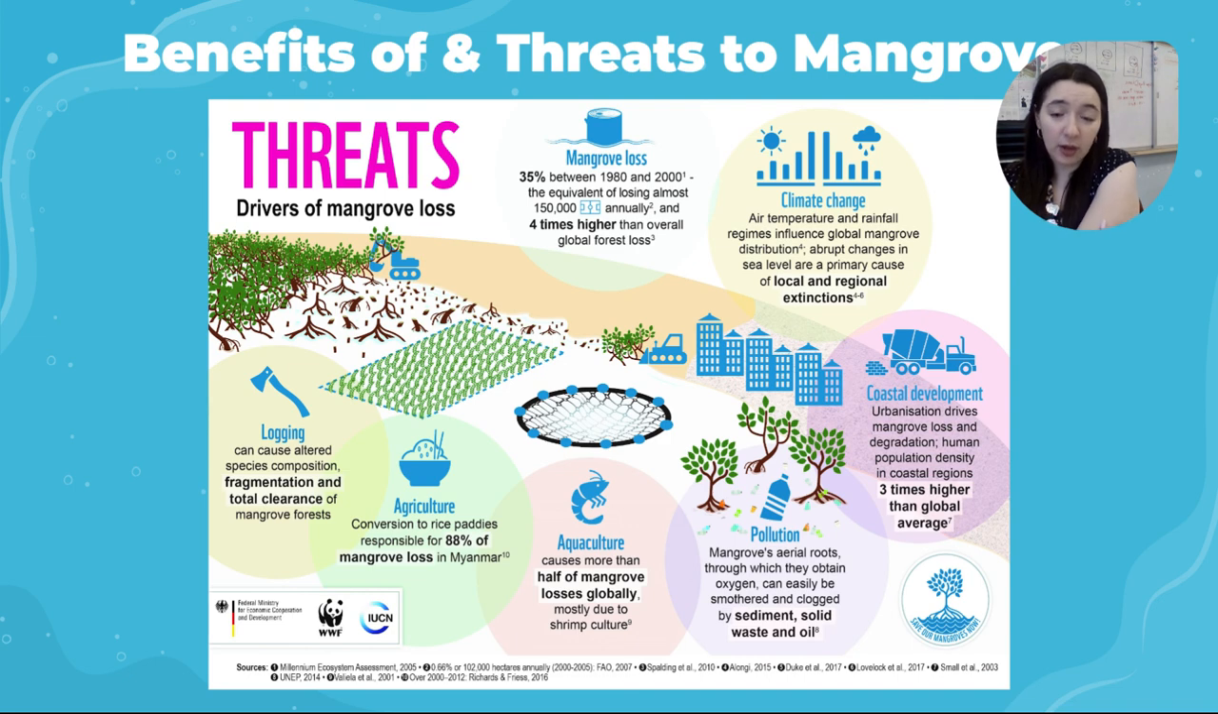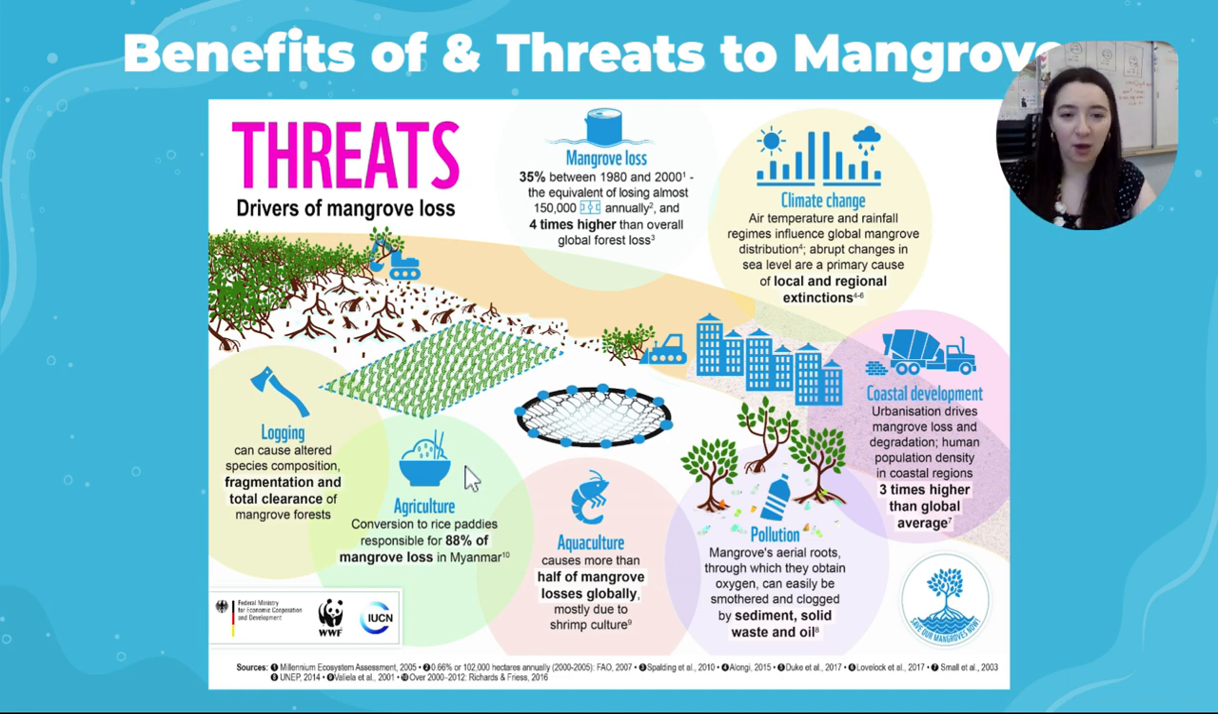Now, what are the threats to them? Logging, agriculture, aquaculture, which we'll talk about later, pollution, coastal development is a huge one, and of course, climate change. So, logging is the removal of trees from an area. When you are removing the mangrove trees from a wetland area for the purpose of fuel, you're causing habitat fragmentation, which is when you're breaking up the habitat. And because you're getting rid of trees, you're decreasing your rates of photosynthesis as well.